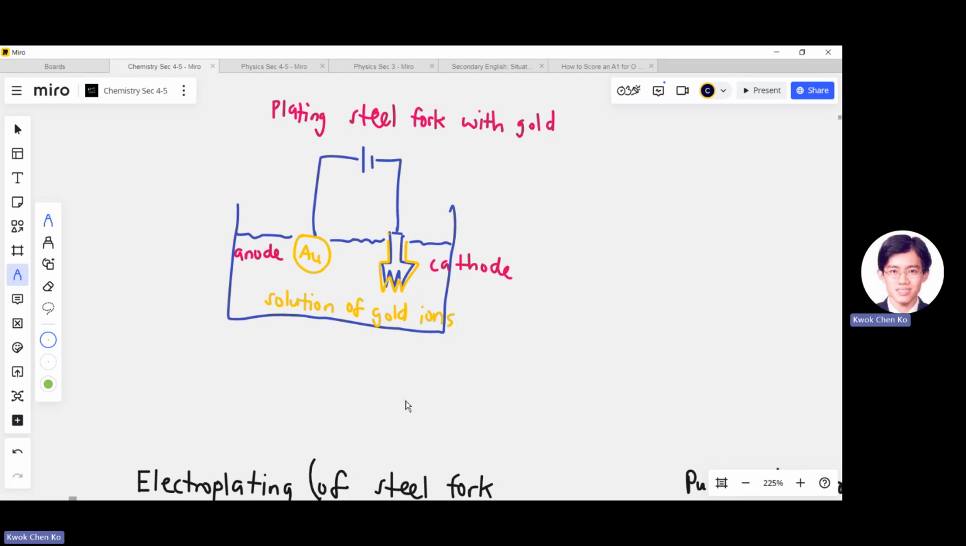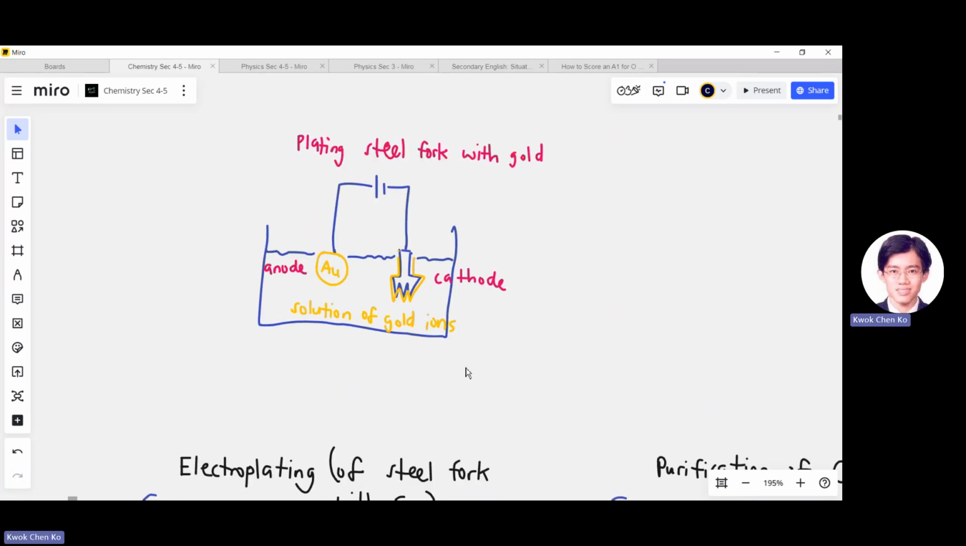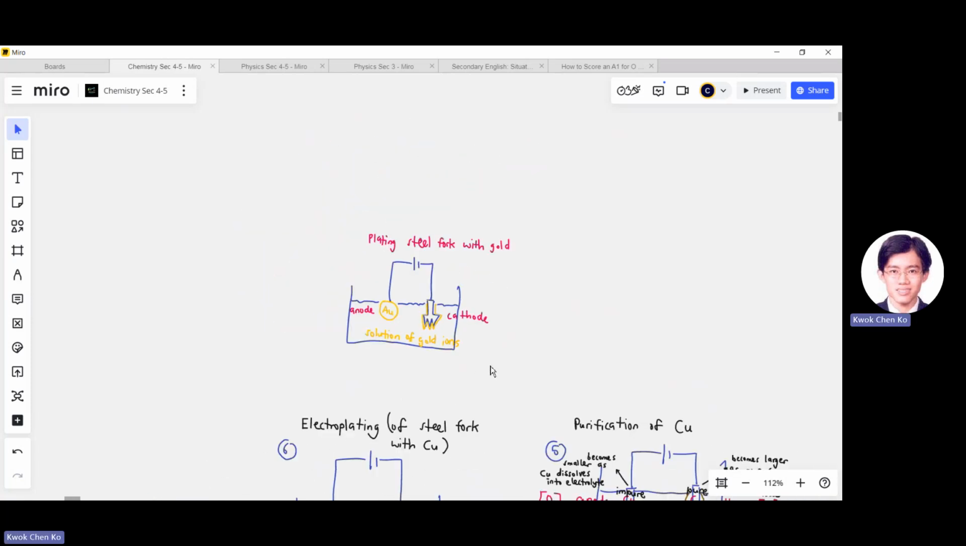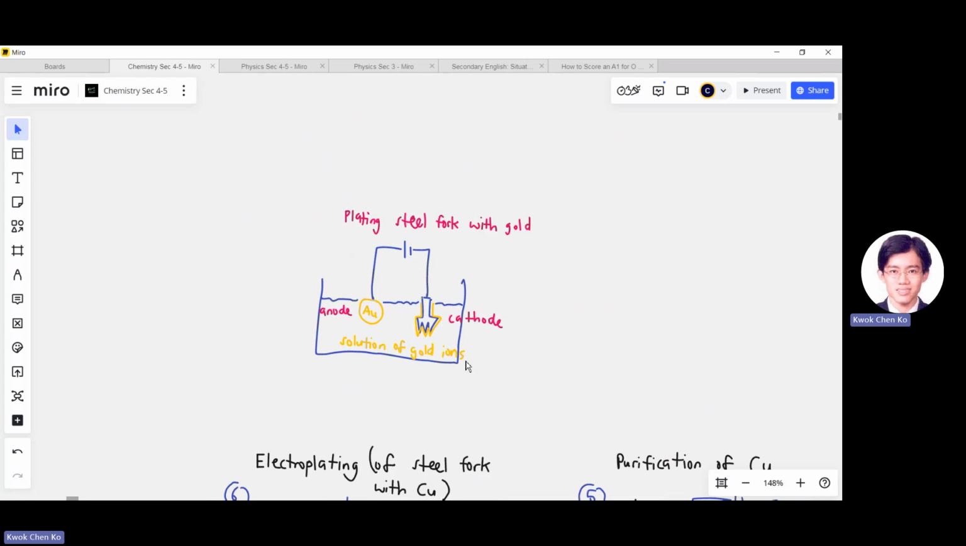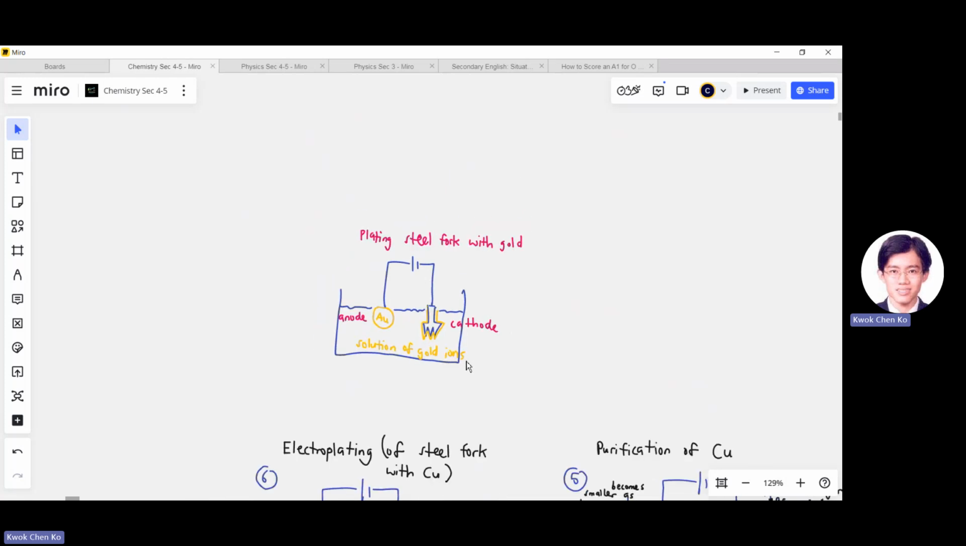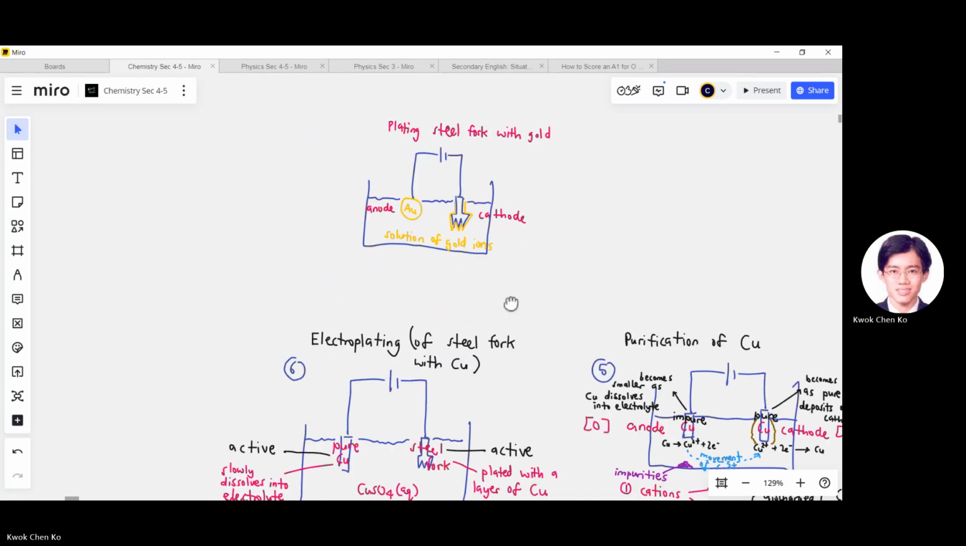Right, so for O levels, no need to know how to make that solution. Because gold doesn't dissolve in water well, but there are ways to get around it, which for you, there's no need to know. Okay, so that's how you plate your fork with gold. All right, any questions, anyone? No? Just one last thing. One last thing that may or may not come up, but it's in your syllabus. This one is very special.